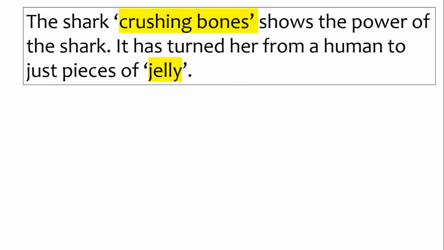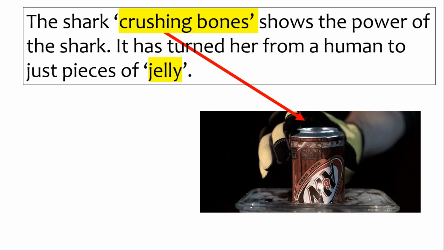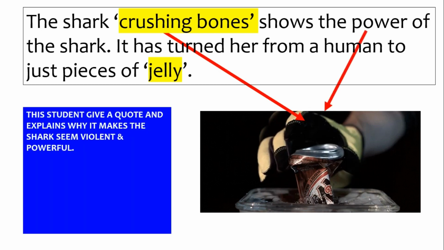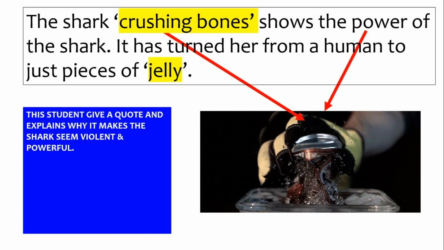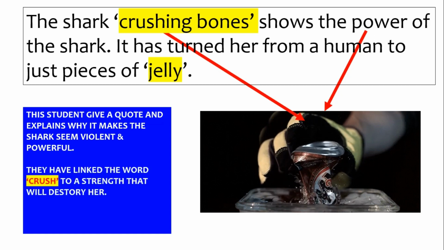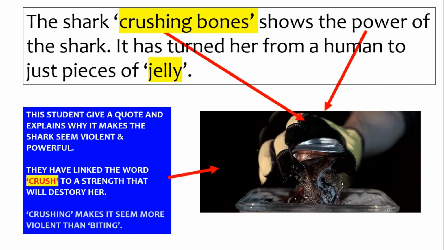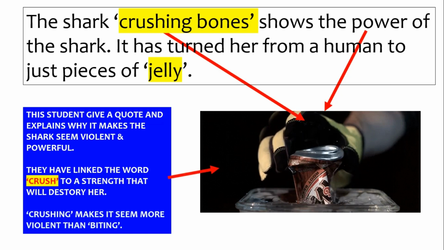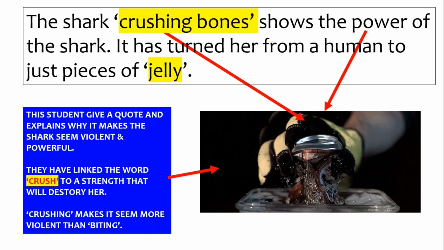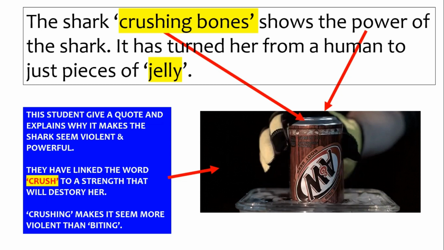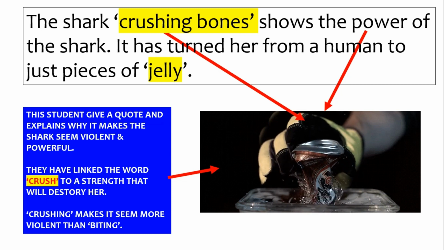The shark crushing bones shows the power of the shark. It has turned her from a human to just pieces of jelly. Again, I'm linking the word crushing to power, to strength, to violence. This student gives a quote and explains why the shark seems violent and powerful. They've linked the word crush to a strength that will destroy her. Okay, crushing makes it seem more violent than biting. Again, if it said biting bones or grabbing bones, but crushing bones almost makes it sound like the bones go to almost little pieces of dust.